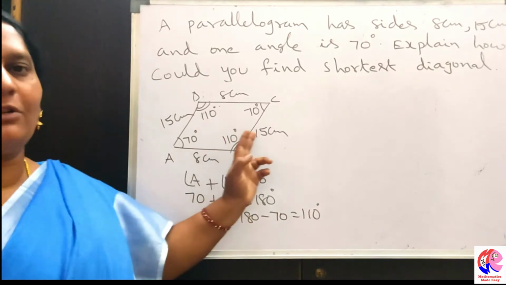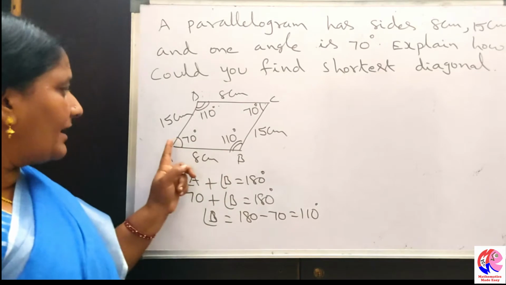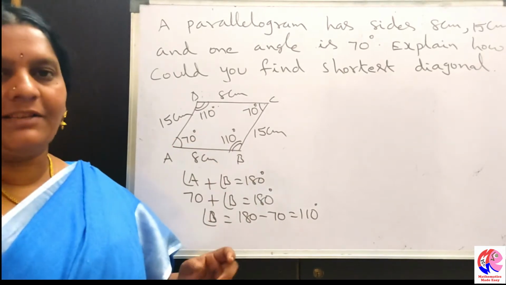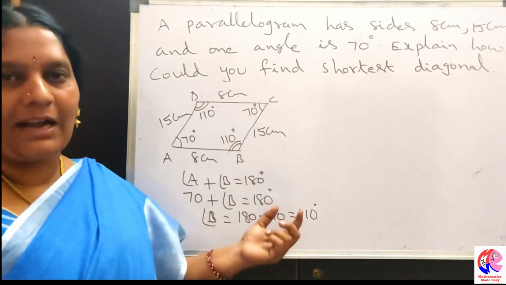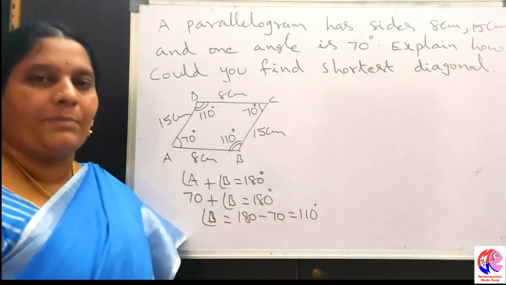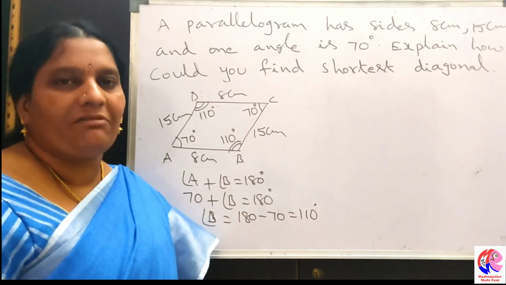The sides of a parallelogram are 8 centimeter and 15 centimeter. Angles are 70 degrees and 110 degrees. By using this data, we are going to find the diagonals of a parallelogram. Diagonal is nothing but the line segment joining the non-consecutive vertices.